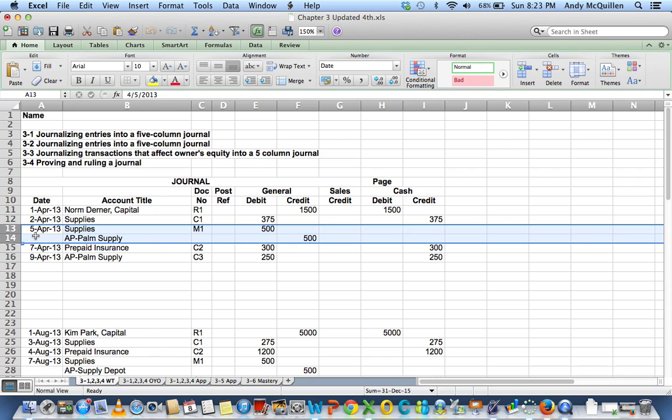You'll notice I didn't put the date in there. You don't have to. Same with document number. If you do, it's not wrong. You just don't have to do it.